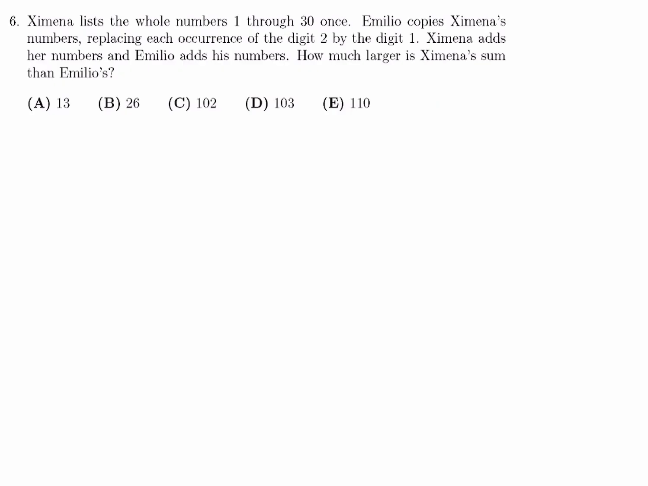Ximena lists the whole numbers 1 through 30 once. Emilio copies Ximena's numbers, replacing each occurrence of the digit 2 by the digit 1. Ximena adds her numbers and Emilio adds his numbers. How much larger is Ximena's sum than Emilio's? All right, let's just write out all the numbers from 1 to 30.